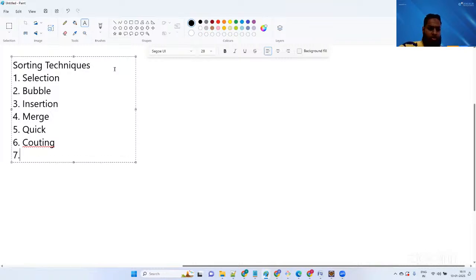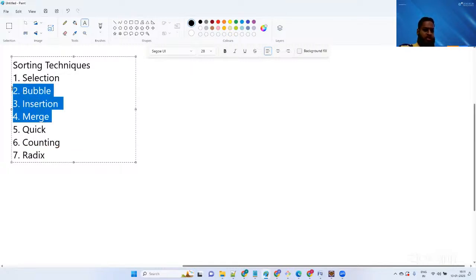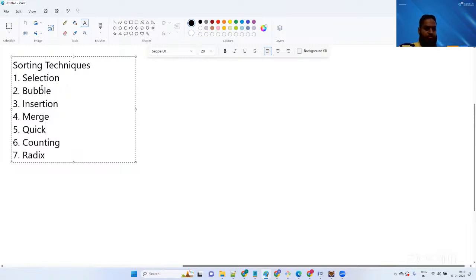The list goes on and on. There are many ways in which we can do it. Even if you know a handful of them, even if you know just the first four, that is more than sufficient for your data structure algorithms. So we'll try to do programs on the top four today. And once we finish sorting, we will take searching techniques.